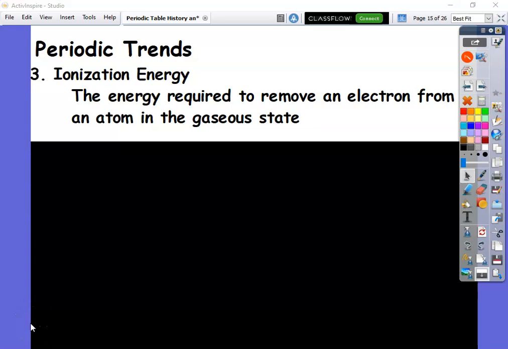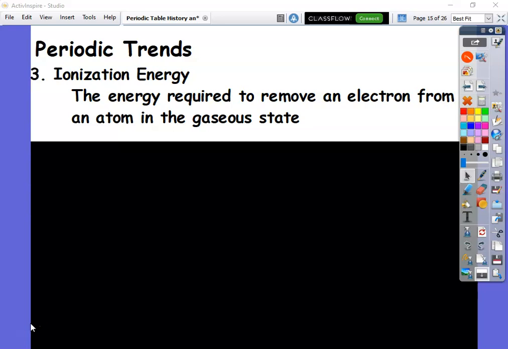Hey everyone, we're going to continue our discussion of periodic trends. And now that we have some idea of how the periodic table is laid out, we can start using the periodic table as a tool to predict chemical reactions. And the next periodic trend we're going to talk about is called ionization energy. And this has to do directly with certain kinds of chemical reactions.